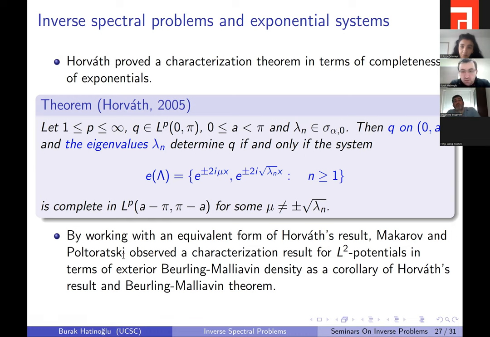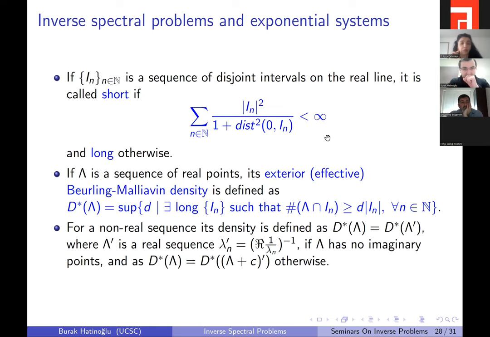And after that, Makarov and Poltoratski worked out an equivalent formulation of Horváth's result, and they represented these results in terms of so-called Beurling-Malliavin theory. And so let me introduce that. There are a bit technical details, but it will allow us to make the connection with very deep results of harmonic analysis. First, let us introduce a so-called short sequence of disjoint intervals.